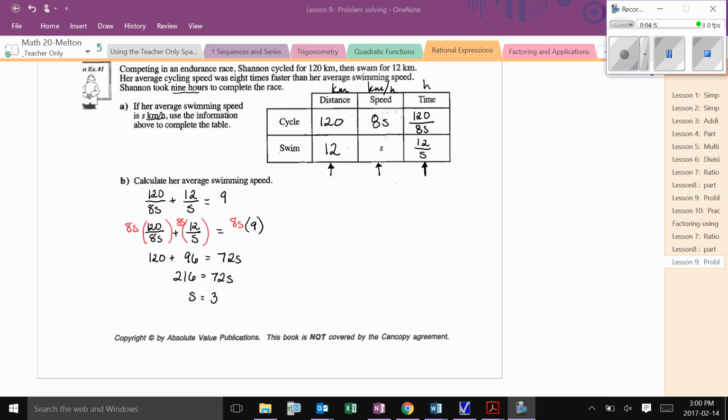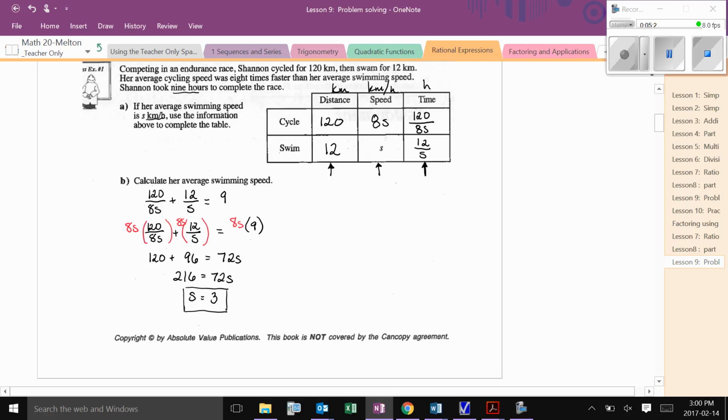So to solve, you likely multiplied every term by 8S to eliminate that denominator. So we end up cleaning things up and having 120 plus 96 is equal to 72S. Then isolating our variable, S is simply equal to 3. So going back into our table, we can see that S represents the swimming speed. And looking at the question, it says calculate her average swimming speed. So we have the answer.